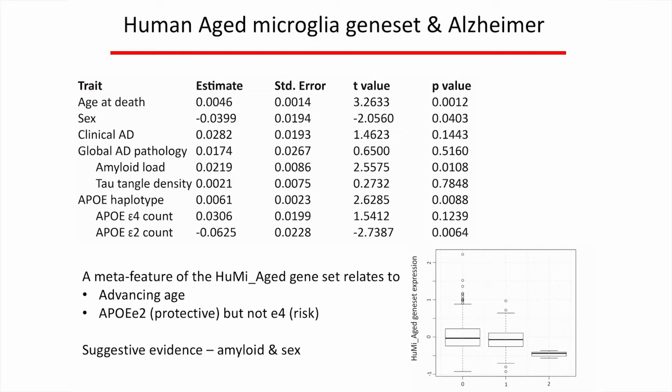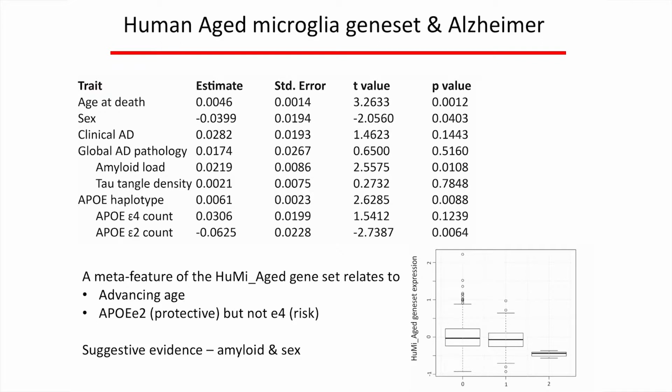Very intriguingly, there was also an association with ApoE. And when we delved a little further, we were surprised that it was not related to ApoE4, which is the haplotype that has a very strong effect on Alzheimer's risk, but rather the E2 haplotype, which is protective in the context of Alzheimer's disease. And intriguingly, this haplotype actually reduces the level of expression of these microglial genes. So in summary, there's an association with advancing age, with more expression of these human microglia genes with advancing age, but this is counterbalanced by ApoE2, and ApoE4 does not appear to have much of a role in this particular case.